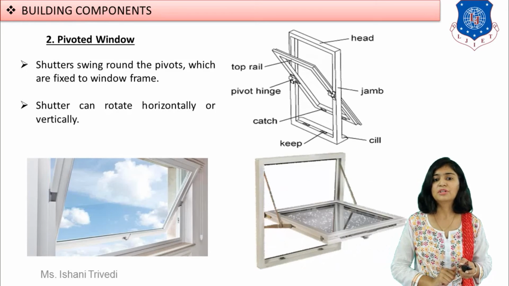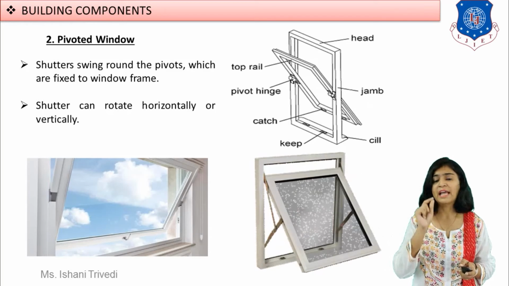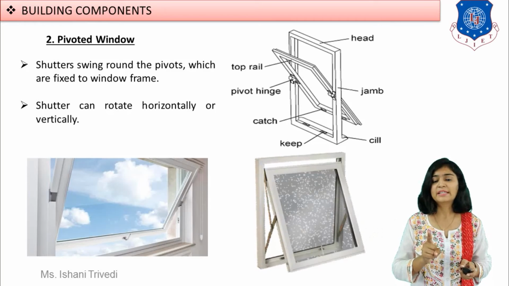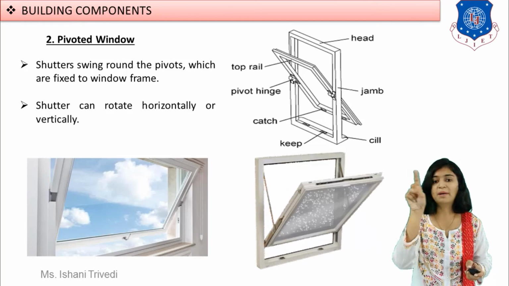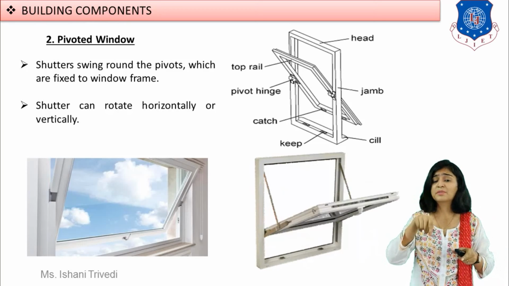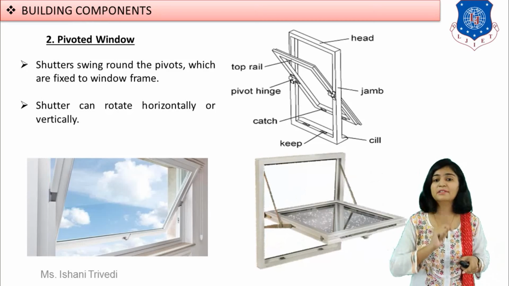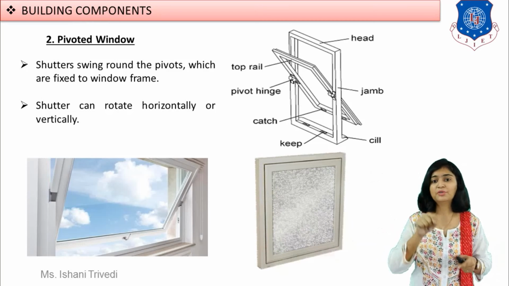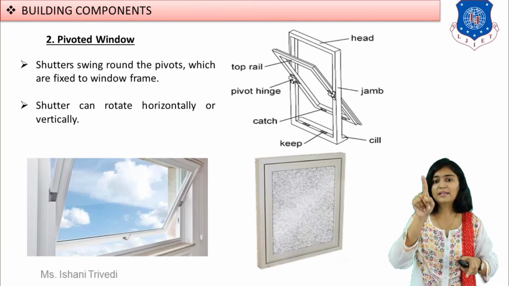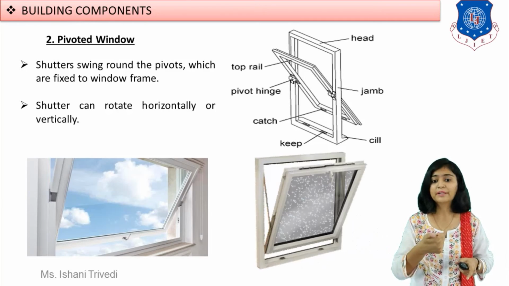If you want to draw the sketch of this particular thing, then have a look at the image which is flashing again, the third one. You can see it is defined that the top part is known as head. Then the vertical face which is revealed is the jamb. Do you remember jambs and reveals? So you can see over here you have the jamb, the vertical finishing edges, you have the top rail, bottom rail which I said, you have the pivot hinge.